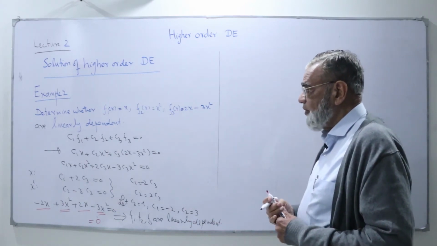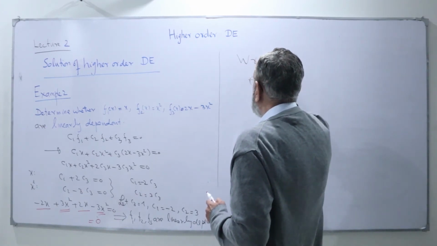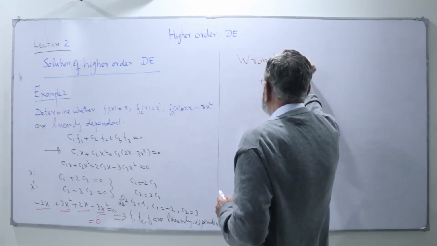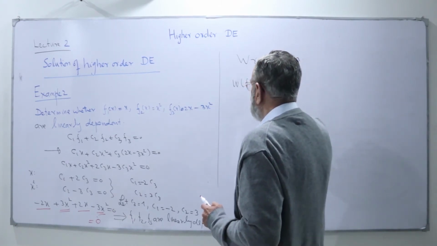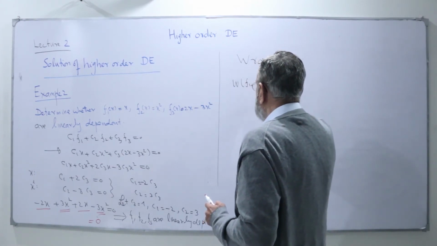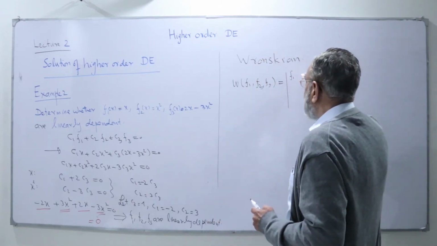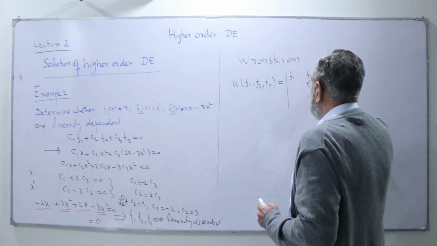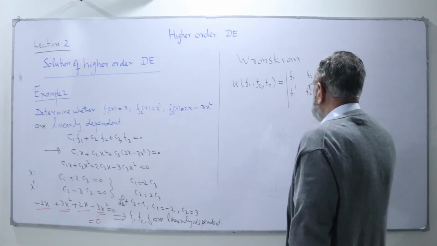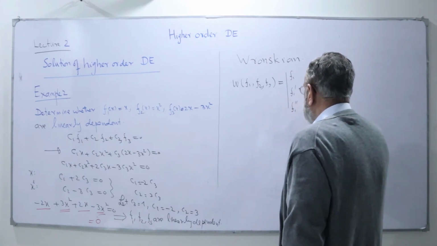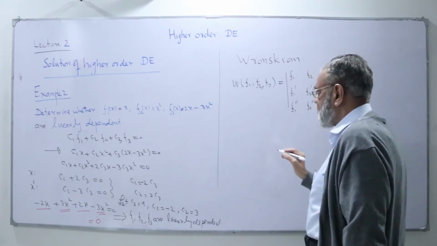We have one formula, we call it the Wronskian. The Wronskian is a determinant. For example, I have the functions, it can be more than one function, f1, f2. I take three functions and try to find the Wronskian. So we get f1, f2, f3, then f1 dash, f2 dash, f3 dash, then f1 double dash, f2 double dash, f3 double dash. We find the determinant of this.